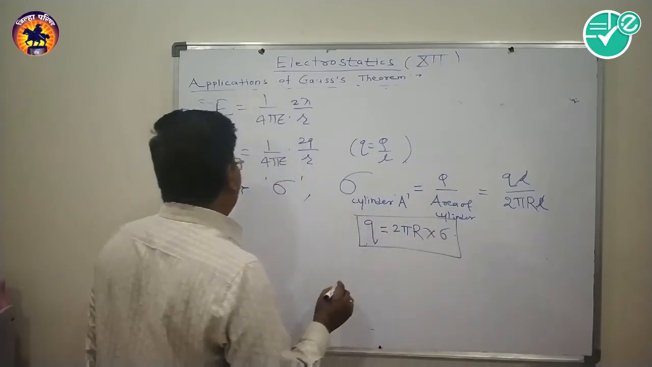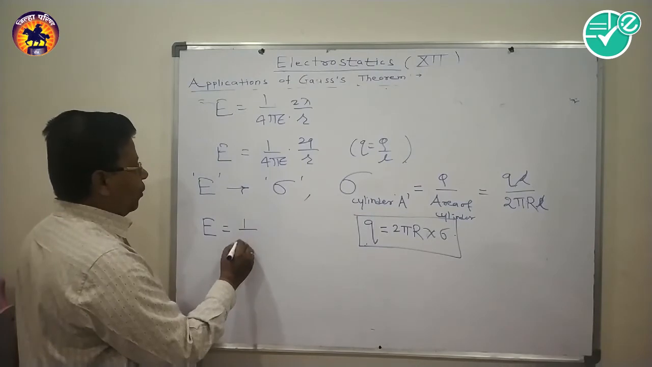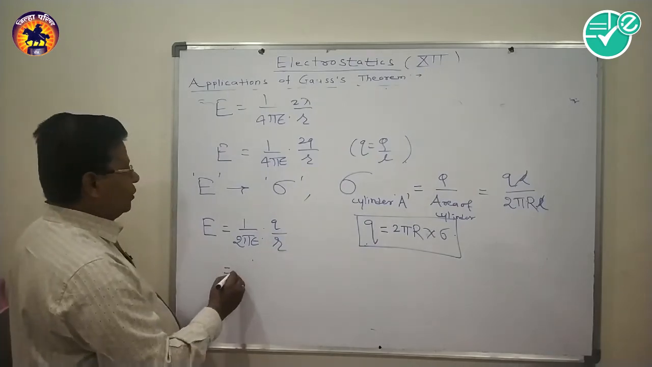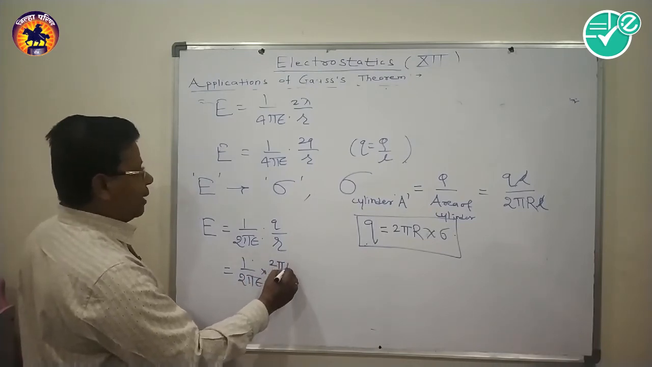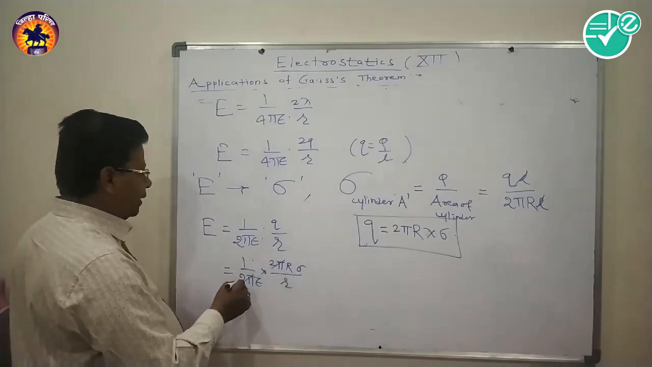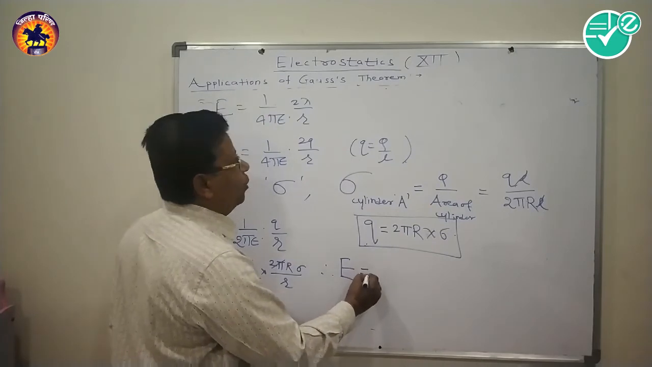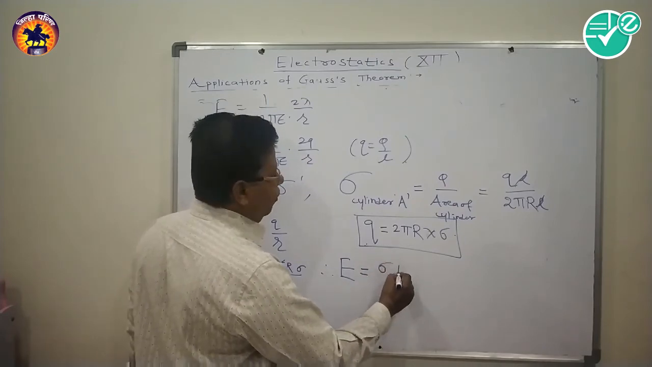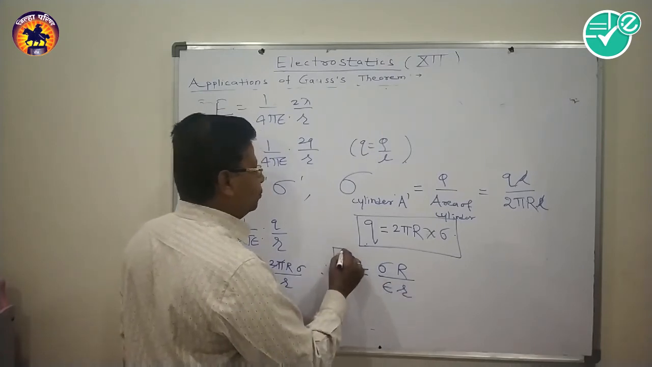If the value of this Q is substituted in the expression for electric intensity, which is E is equal to 1 upon 2 pi epsilon into Q divided by small r, which is equal to 1 upon 2 pi epsilon into value of Q, 2 pi capital R into sigma divided by this small r, then 2 pi gets cancelled, and therefore the electric field intensity at a point outside a charged cylinder in terms of surface charge density is given by the formula sigma into capital R divided by epsilon into small r.